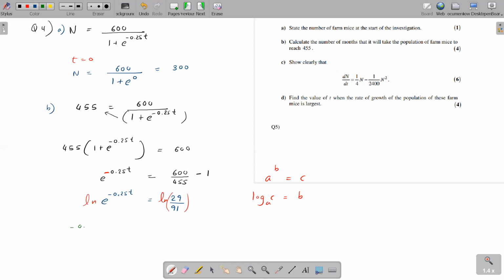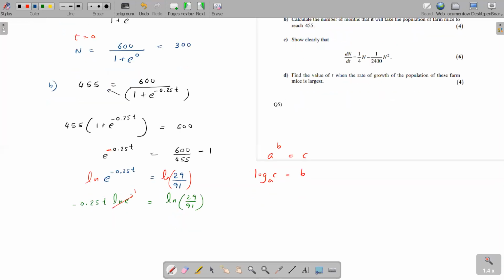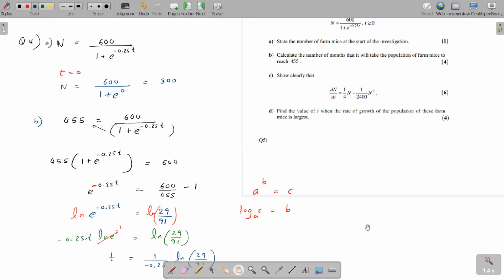Then the minus 0.25t comes to the front, ln e stays here, ln of 29 over 91. So ln e becomes 1, and then time equals, the minus 0.25 is a multiplication, so the minus 0.25 goes as a division, ln of 29 over 91. Type the whole thing in the calc and you can get the number of months.